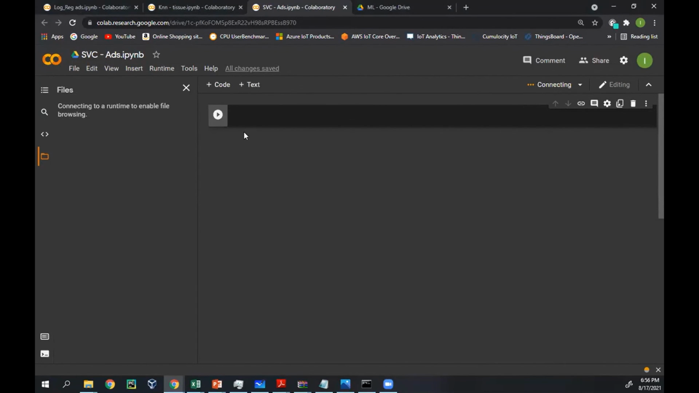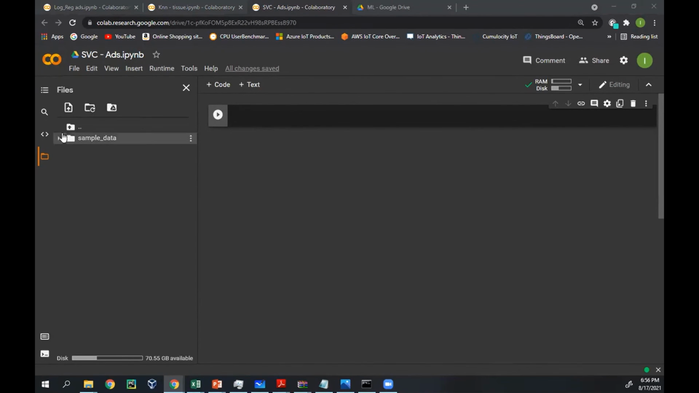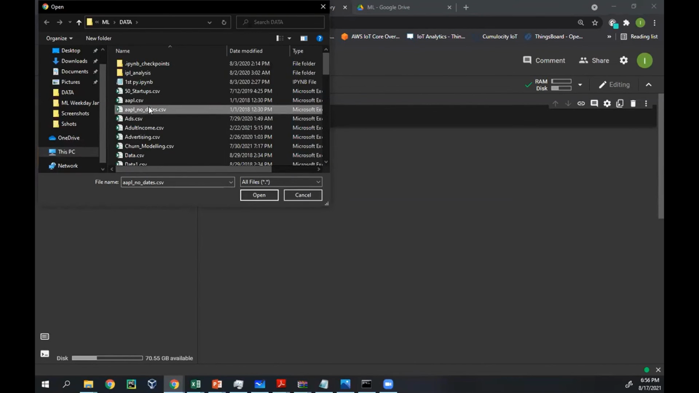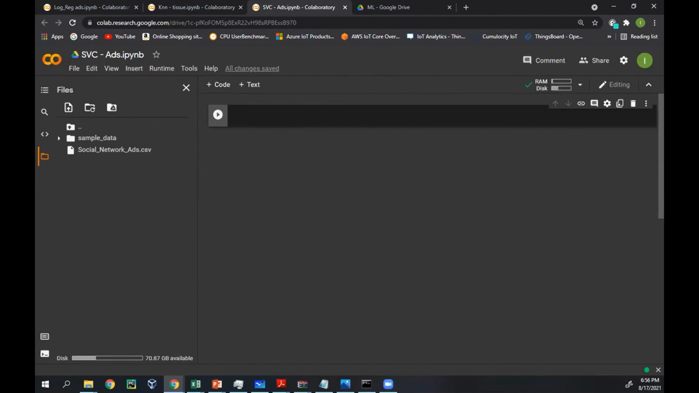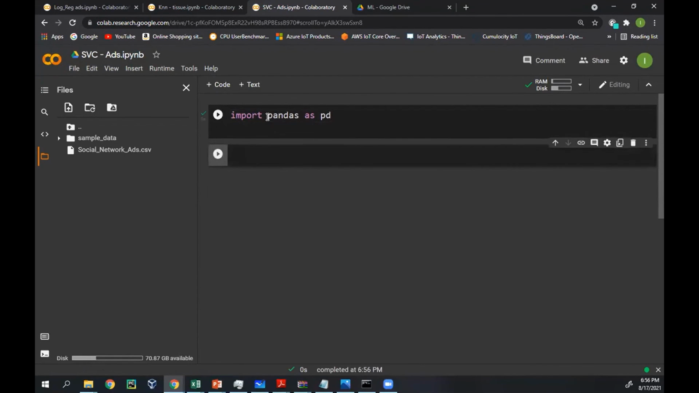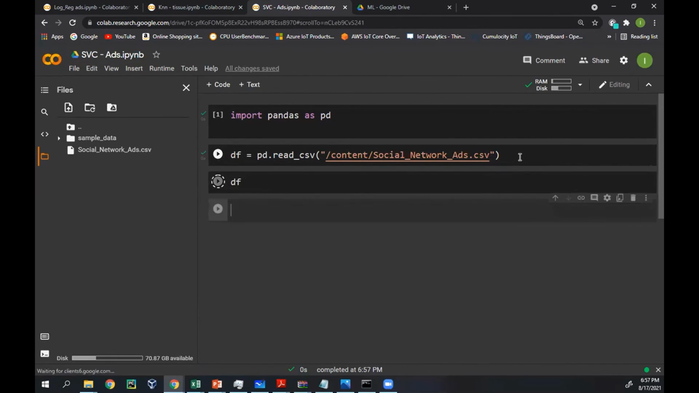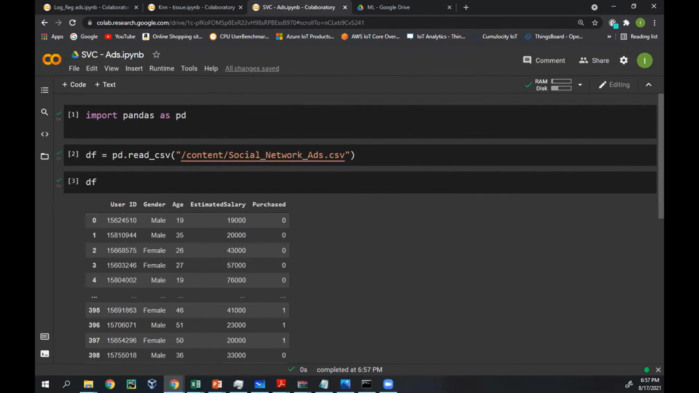Let me just add the data set here, social network ads. So first things first, let's import pandas, and then df is equal to pd.read_csv. So you just go with df, and this is what your data frame looks like. Again the same values.